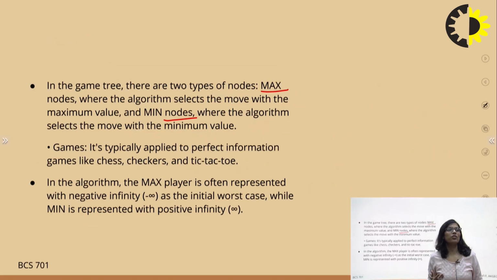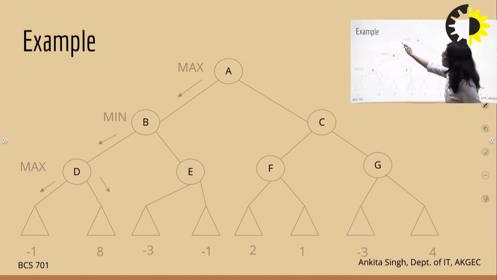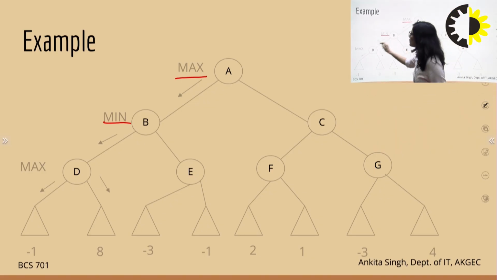Similarly, it is applied in chess, checkers, and tic-tac-toe. So, initially, the max player will be represented by -infinity. This is the worst possible utility for your max player and this is the worst possible utility value for your min player. So initially we will keep the utility value as -infinity for the max player because it's the worst value, whereas for the min player we will keep it as +infinity. Now we'll try to understand the Minimax algorithm with the help of this example. Now you can see this is my max level, this is my min level and this is my max level.